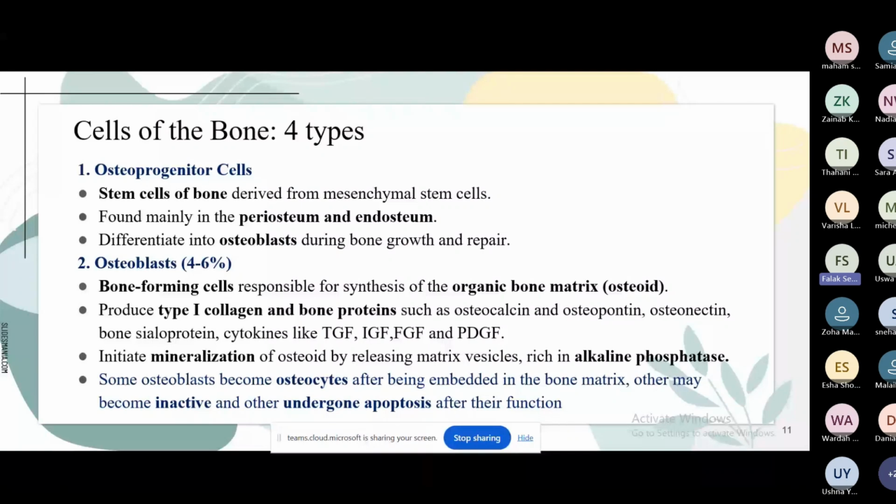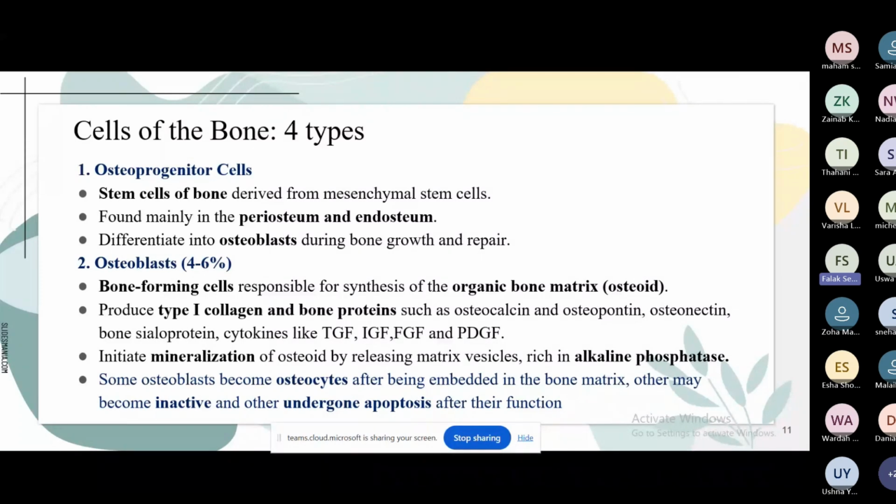They produce type 1 collagen fibers and different bone proteins like we have discussed, like osteocalcin, osteopontin, osteonectin. There are several bone sialoproteins, and cytokines like transforming growth factor, insulin-like growth factor, fibroblast growth factor, and platelet-derived growth factor. It is responsible for the initiation of mineralization because it contains different types of vesicles that are rich in alkaline phosphatase.